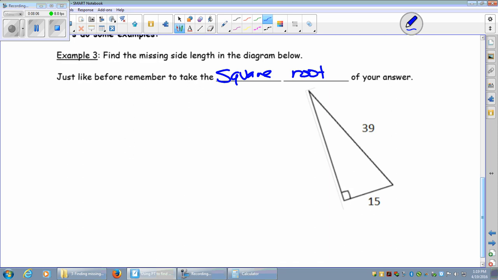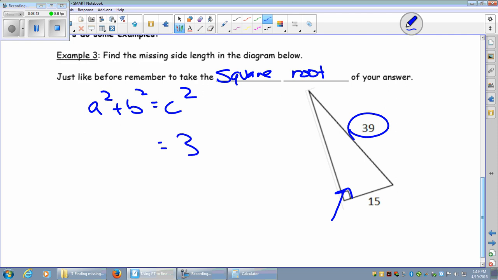of your answer. So again, I'm going to try to fill out a squared plus b squared is equal to c squared. I'm going to find my right angle and see that this time it's pointing at 39. So now I'm going to take that 39 and plug it into my c, because I know that's the hypotenuse. Looking at this, it looks like 15 is the smaller side, so I'm going to assume that side is a, and then just write b squared. Here's the thing that I'm trying to find. I'm trying to find that b.